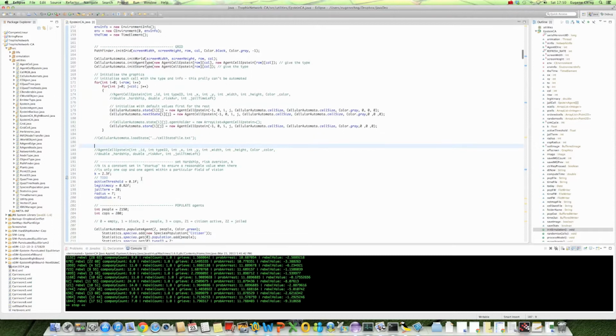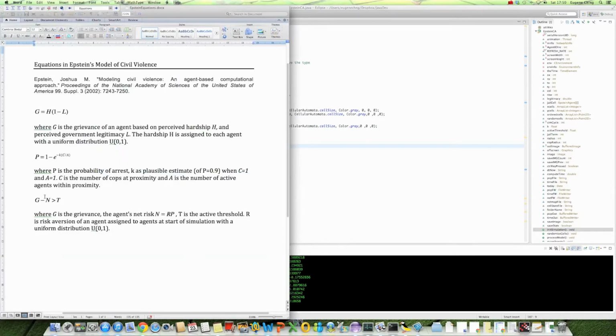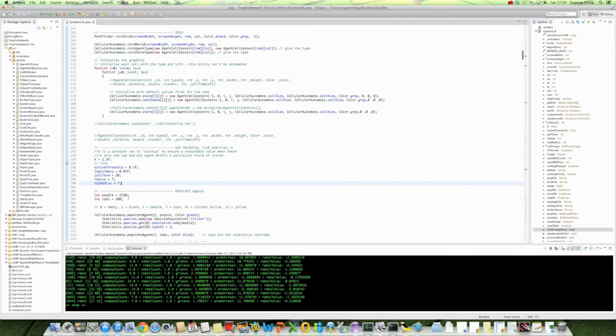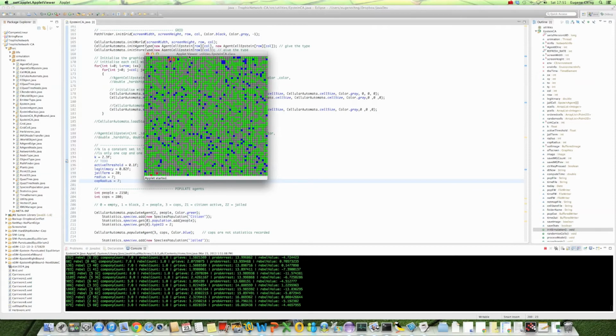At the start of the simulation, I've set the active threshold, that's the net risk: if the net risk is over that threshold, and that threshold is 0.1, then the agent will rebel. Government legitimacy, as a start, I've set to 0.82. Jail term is 20, so every time an agent is captured, for 20 cycles in the simulation it will be in the prison cell, so it will not be active. The radius for both civilians and cops is 7. Initially, I populated the world with 2150 people altogether and 200 cops. And we can see what happens.